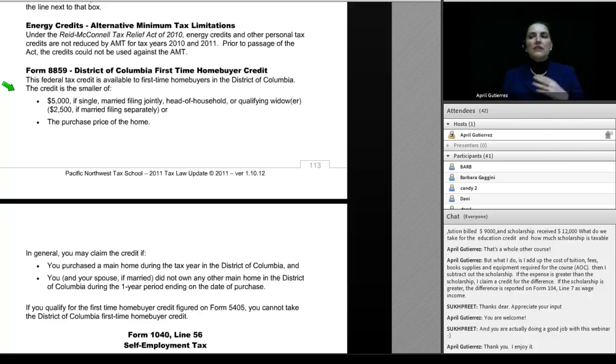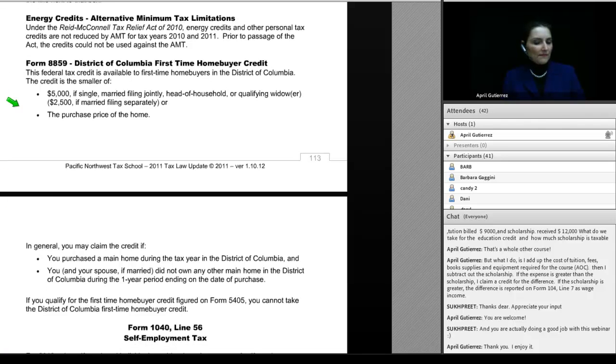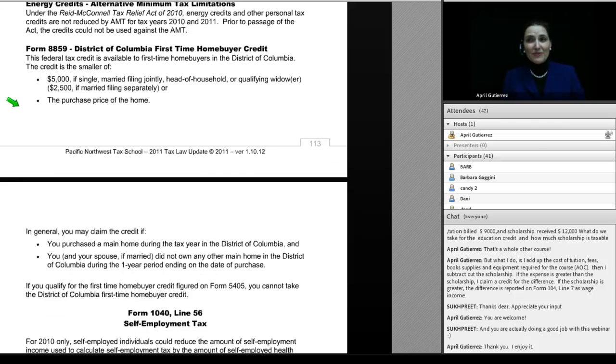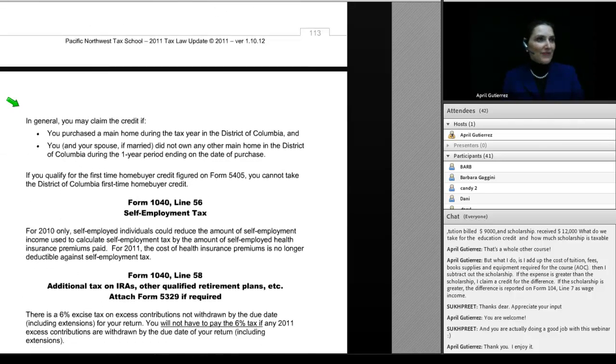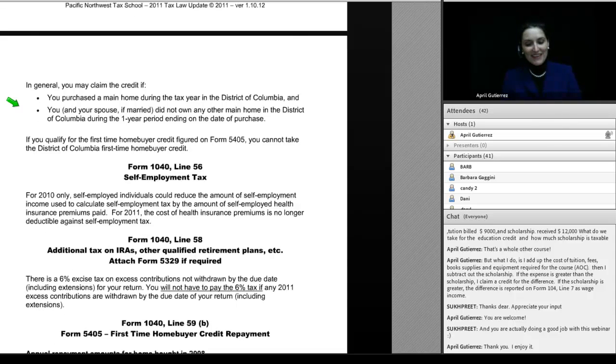The restrictions on it are completely different than the restrictions on the other first-time homebuyer credit that we all know more about. But there has been for many, many years, and there continues to be through 2011, a District of Columbia first-time homebuyer credit. The credit is the smaller of $5,000 or the purchase price of the home, which stands to reason, though a home could cost less than $5,000 in D.C. is something I'm not quite sure where to go with.